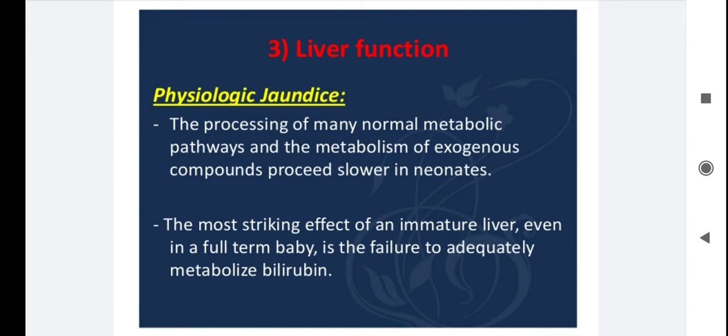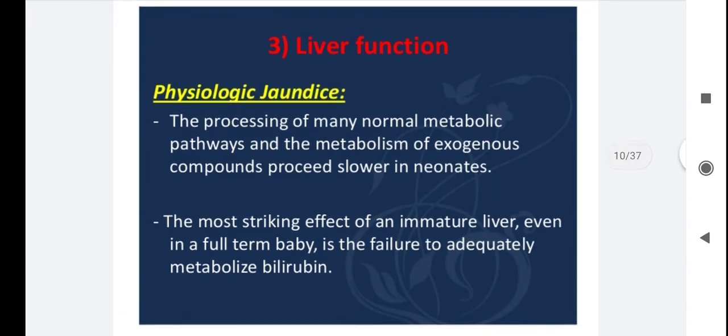We have physiological jaundice. Many normal metabolic pathways and the metabolism of exogenous compounds proceed slower in neonates. The most striking effect of an immature liver, even in a full-term baby, is the failure to adequately metabolize bilirubin.